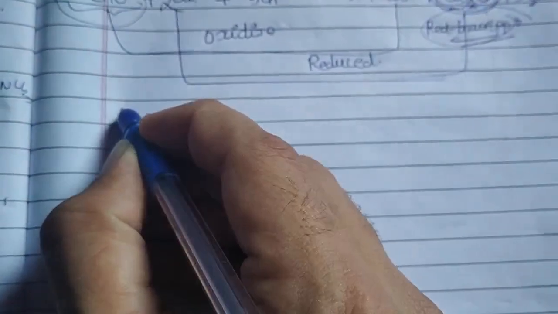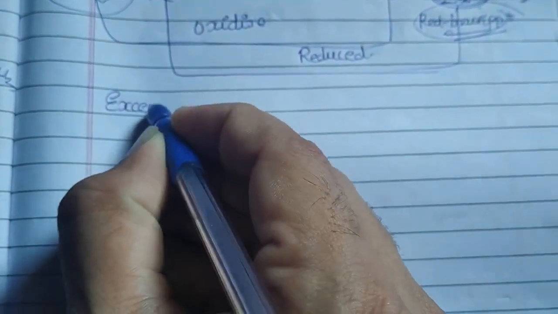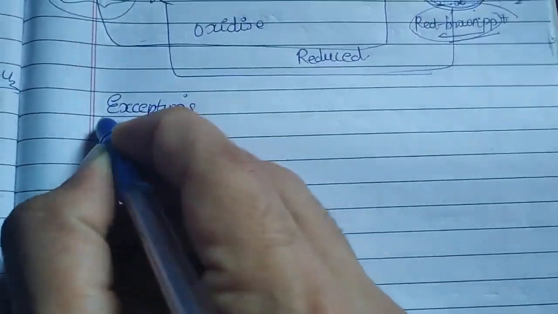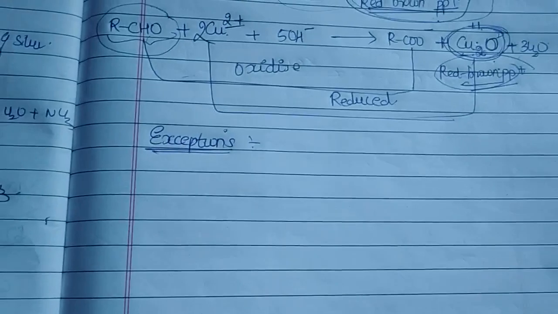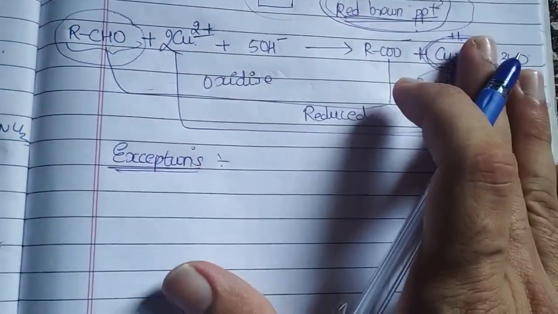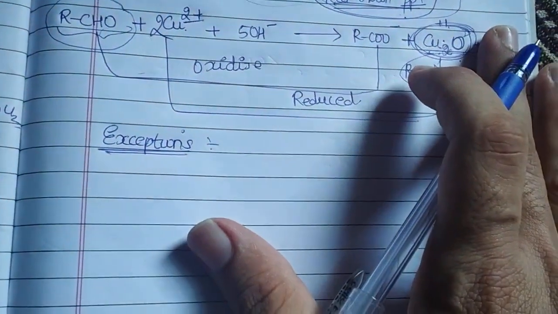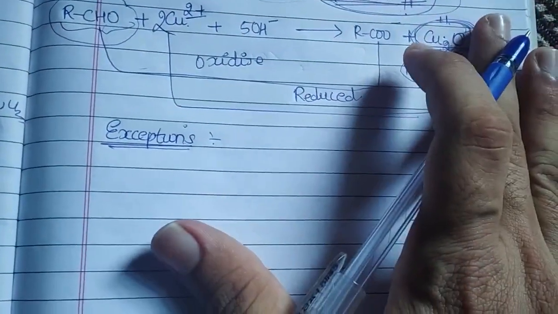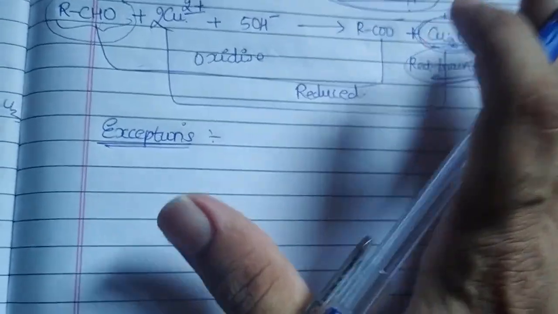So guys, soon after you have seen the Tollen's test and Fehling's test for the identification of aldehydes, now let us have certain exceptions in our concept. Exceptions, very much important from your competitive point of view. As I said, these are the tests which are only answered by your aldehydes.